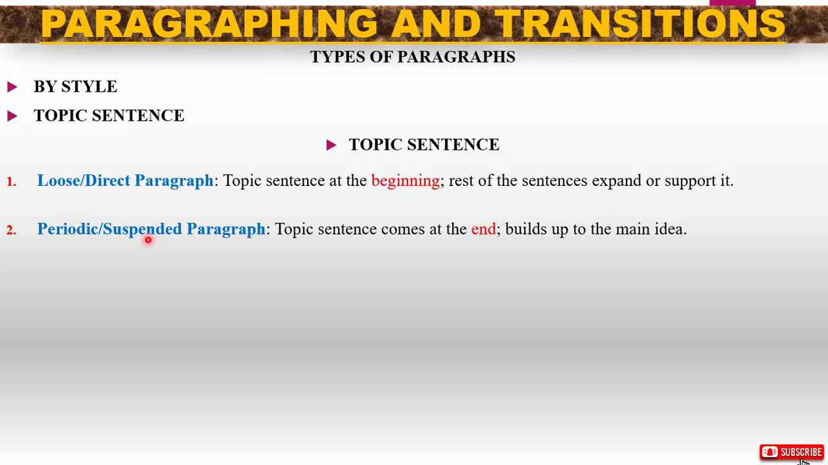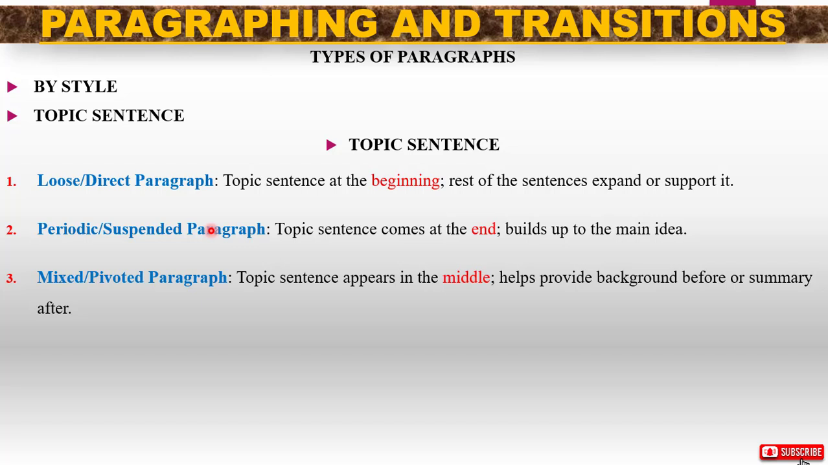The second type of paragraph based on the topic sentence is periodic or suspended. For this paragraph, the topic sentence comes at the end. This means that the paragraph begins with supporting sentences, and then we end the paragraph by bringing our topic sentence. Any paragraph where the topic sentence is written at the end is a periodic or suspended paragraph.